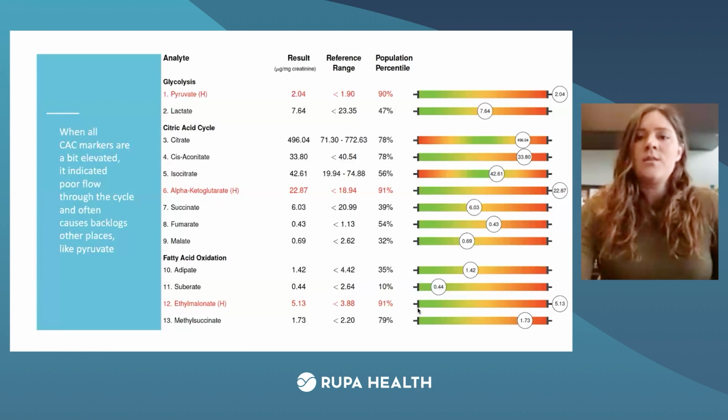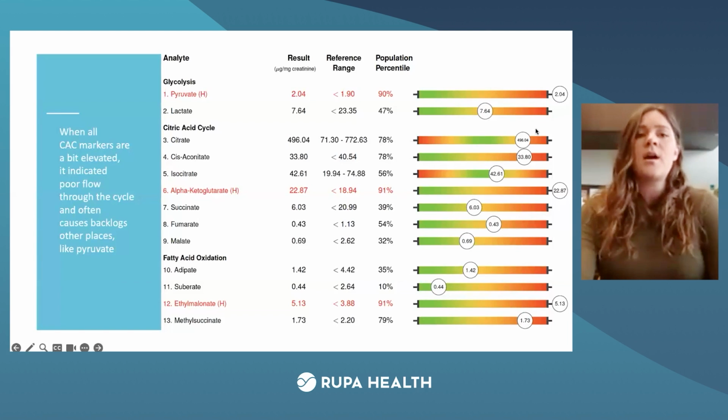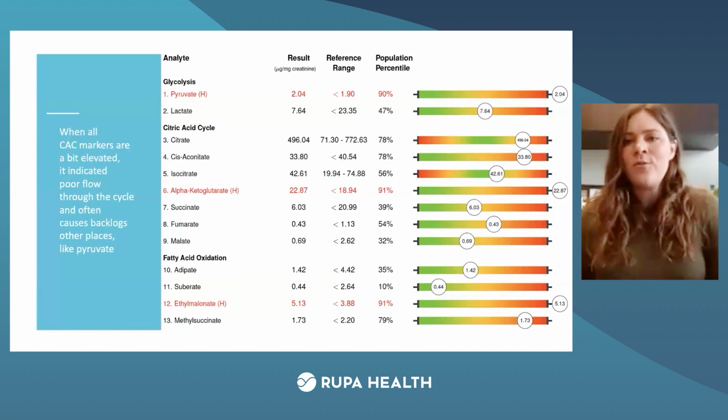And so we can see, starting with her citric acid cycle, looking at that one, her citrate, cis-aconitate, and isocitrate are all out of what we want them to be. We don't want them to be any higher than 7%. When citrate gets really high, it's an oxidative stressor in and of itself, so not good.